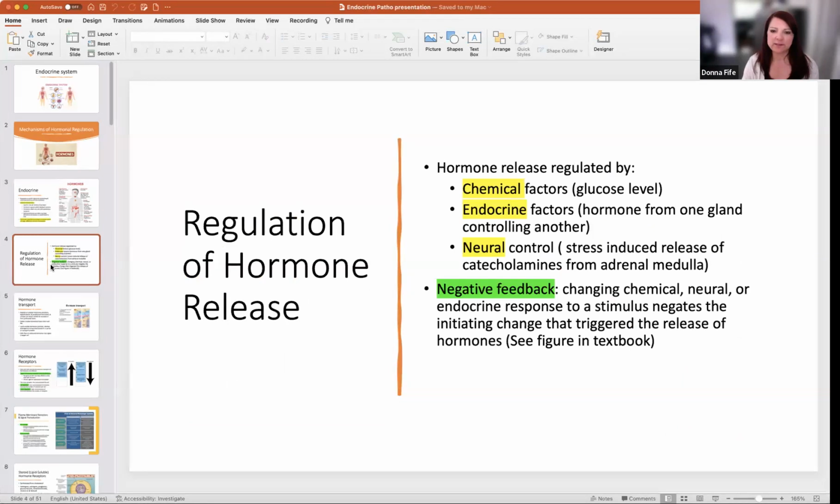Regulation of hormone release. Hormone release is regulated by chemical factors such as glucose level, endocrine factors such as hormones from one gland controlling another, or neural control, which is stress-induced release of catecholamines from the adrenal medulla. There's negative feedback, which is the changing chemical, neural, or endocrine response to the stimulus negating the initiating change that triggered the release of the hormones. And there's a figure in the textbook that you can look at that gives you more information on the negative feedback loop.